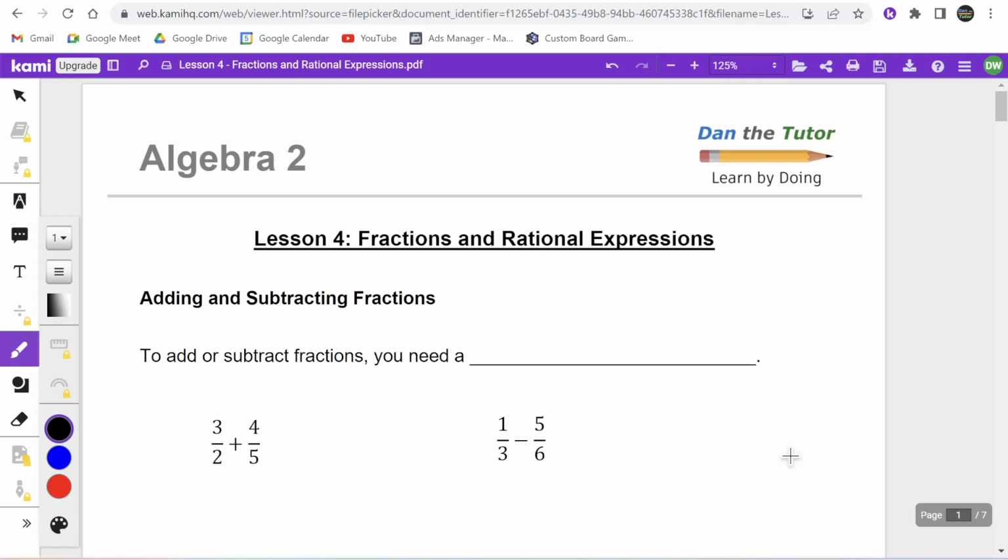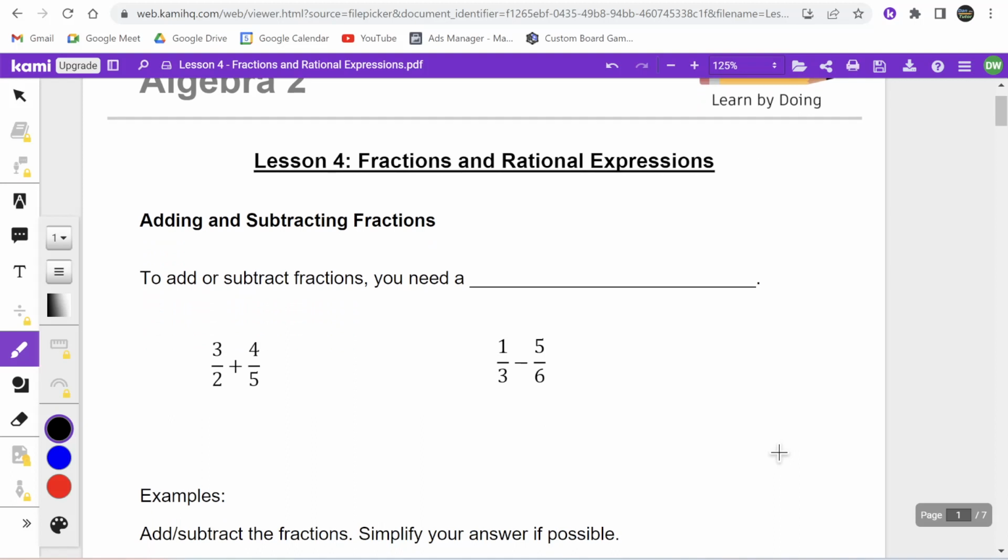So first we're going to talk about adding and subtracting fractions. To add or subtract fractions, you need a common denominator. Now, what is a common denominator? A common denominator just means that both numbers have to be the same in the denominator if you want to add them. So for instance, I see here I have 3 halves plus 4 fifths.